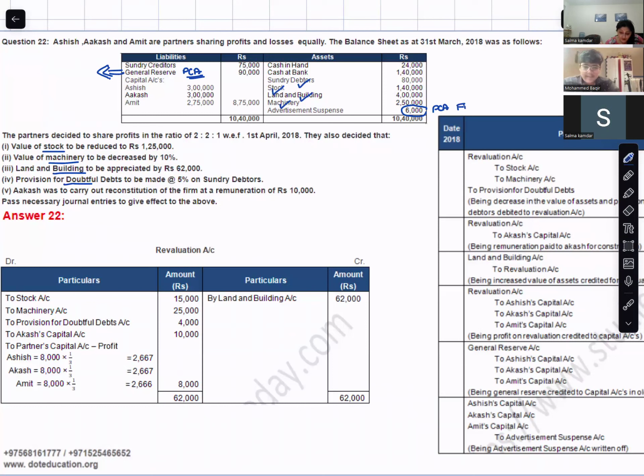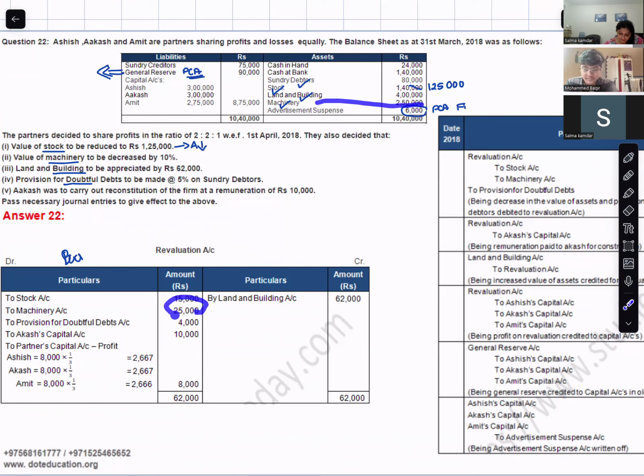Stock is reduced. Good or bad? Bad. And it has become how much? 1,25,000. So the decrease is how much? The decrease is 15,000. Machinery decreased by 10%. 10% of 250,000 is 25,000. Bad thing.